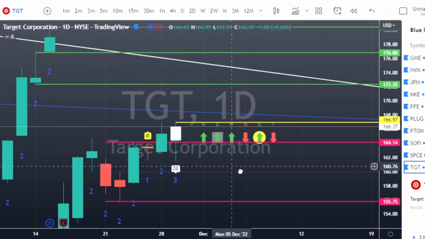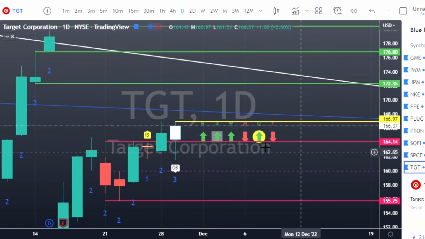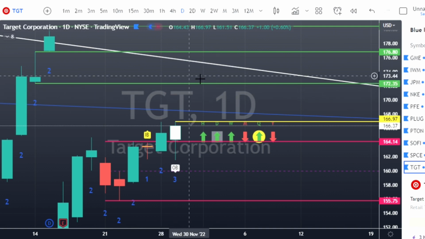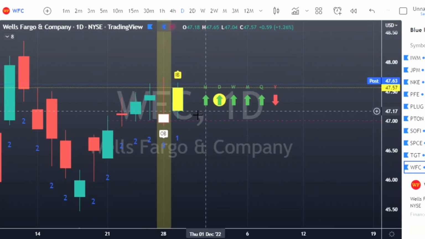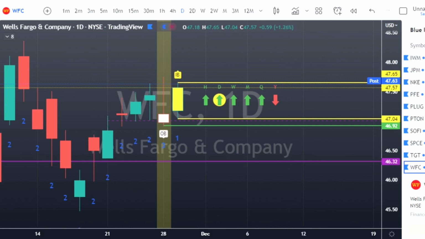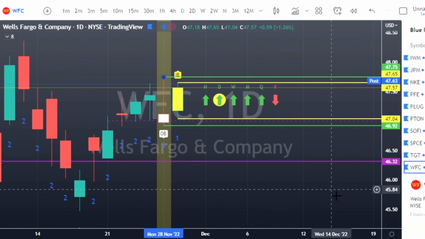So again, calls we're looking for here at 166.97, and really good magnitude to this upside on target. We'll see how that plays out on Wednesday. WFC inside bar, 3-1 setup, calls 47.65. First target we're going to mark out 47.75, and first target to the bottom is marked out.